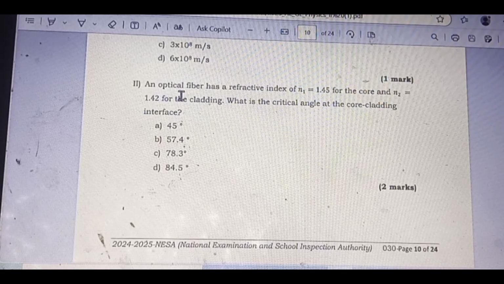II. An optical fiber has a refractive index of n1 equal to 1.45 for the core and n2 equal to 1.42 for the cladding. What is the critical angle at the core-cladding interface? The correct answer is 57.4, letter B. You can see more explanation in the full answers.